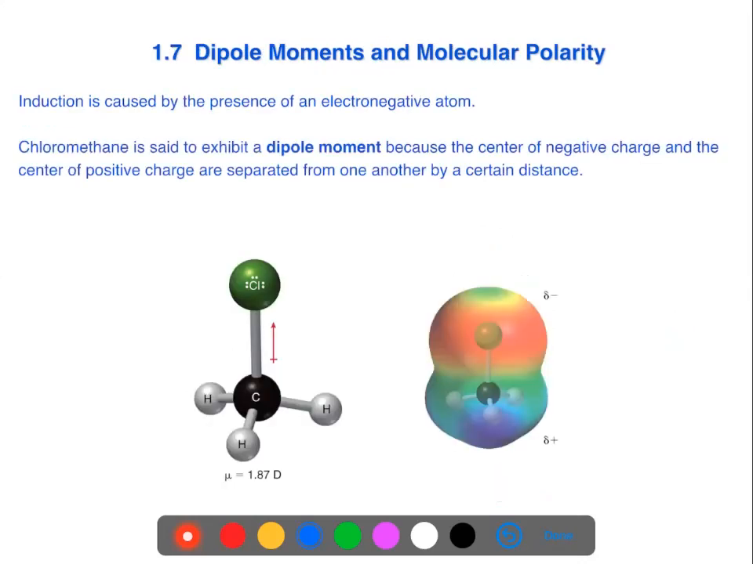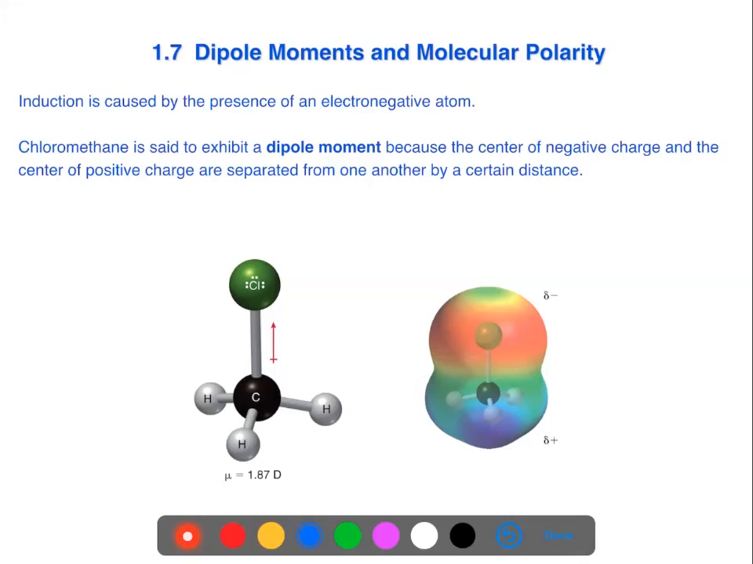So section 1.6 leads us into 1.7 quite nicely. Now we can think about not only bond polarities associated with polar covalent bonds, but how multiple bonds of different polarity can give rise to a molecular dipole moment, or what we refer to as molecular polarity. So when we talk about dipole moment, what we need to do is consider the various bond moments associated with the bonds within a particular molecule.